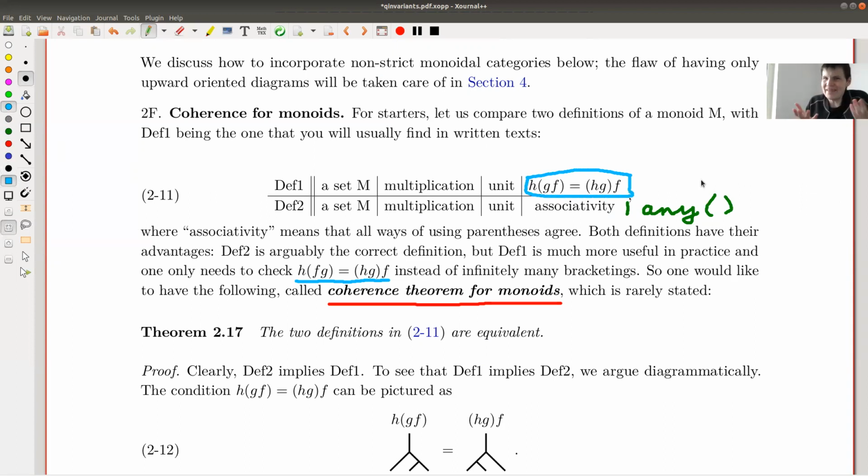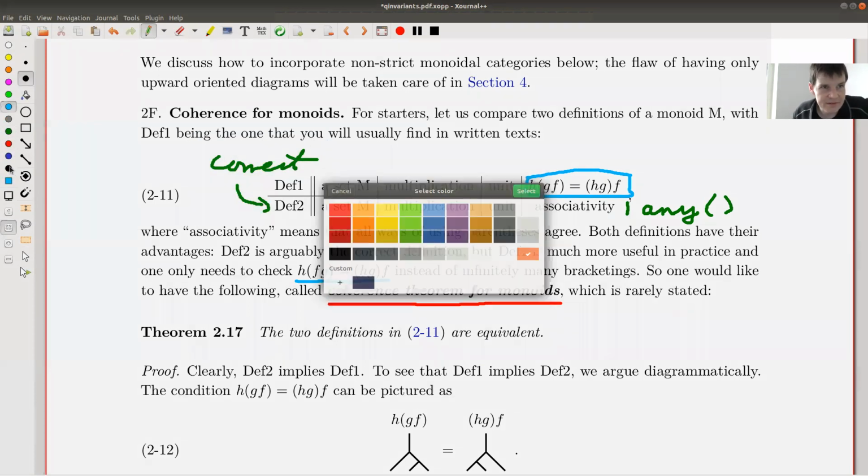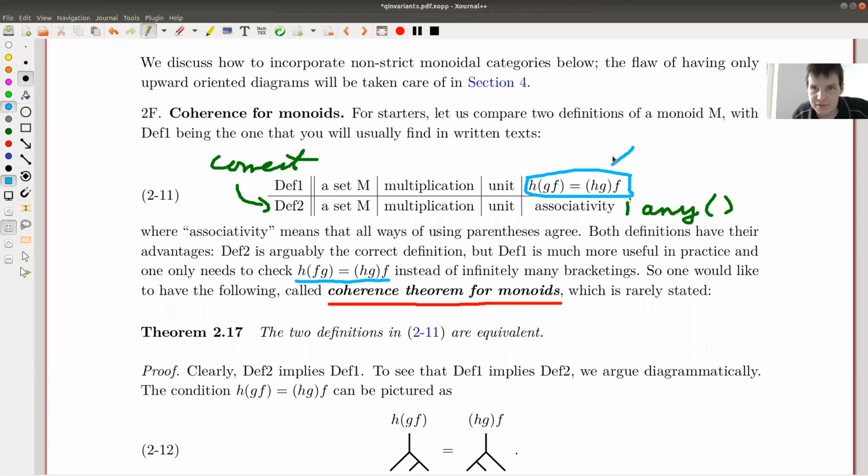And these are not the same definitions. This is kind of the correct definition, because that's what you want to do. You want to forget about brackets. So any bracketing should be the same, not just the silly two-term bracketing. But the definition you usually get presented, maybe you've seen this, is the bad definition.